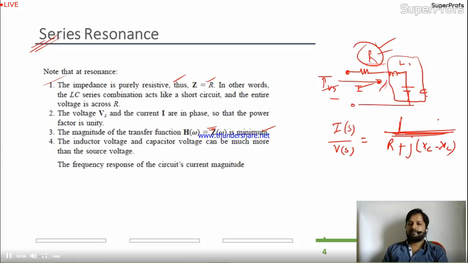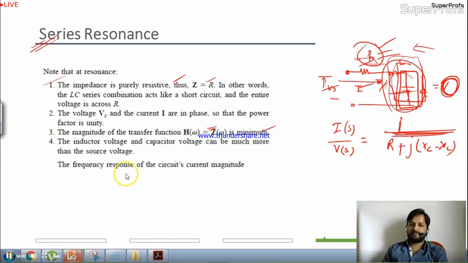Now what is going on? In other words, in the circuit, the impedance due to these two is vanishing, going to 0. So you have minimum resistance or impedance in the circuit because these two cancel each other, and you are left with only resistance. So your impedance is reduced.